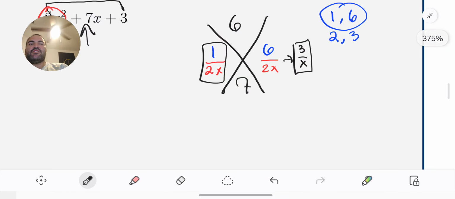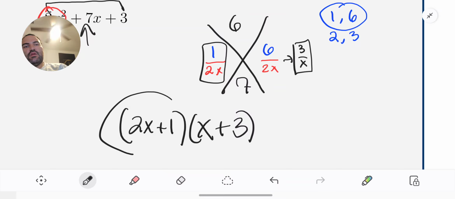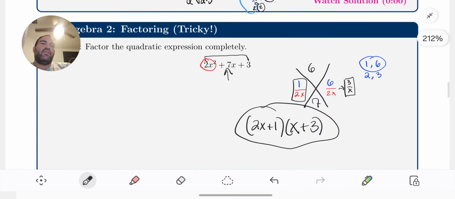Now what we do is bottoms up. So the first parenthesis is 2x plus 1. The next one is x plus 3. And that's it. That's called the big X theorem. So if you like the big X, keep practicing it. It's the easiest way to do these, in my opinion.